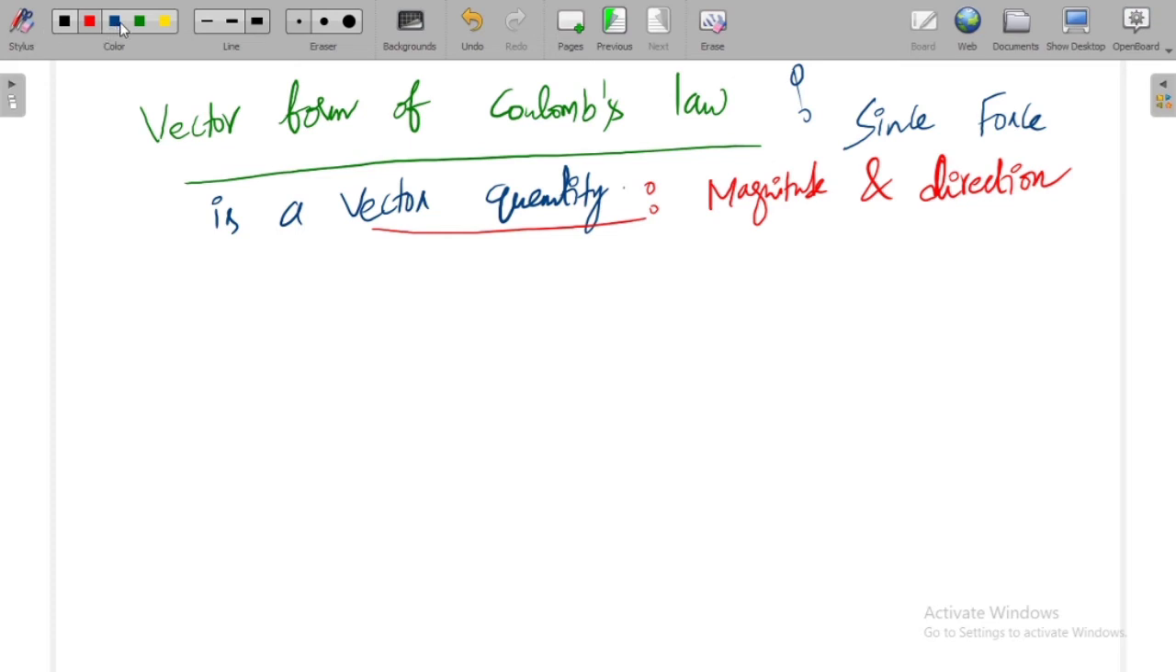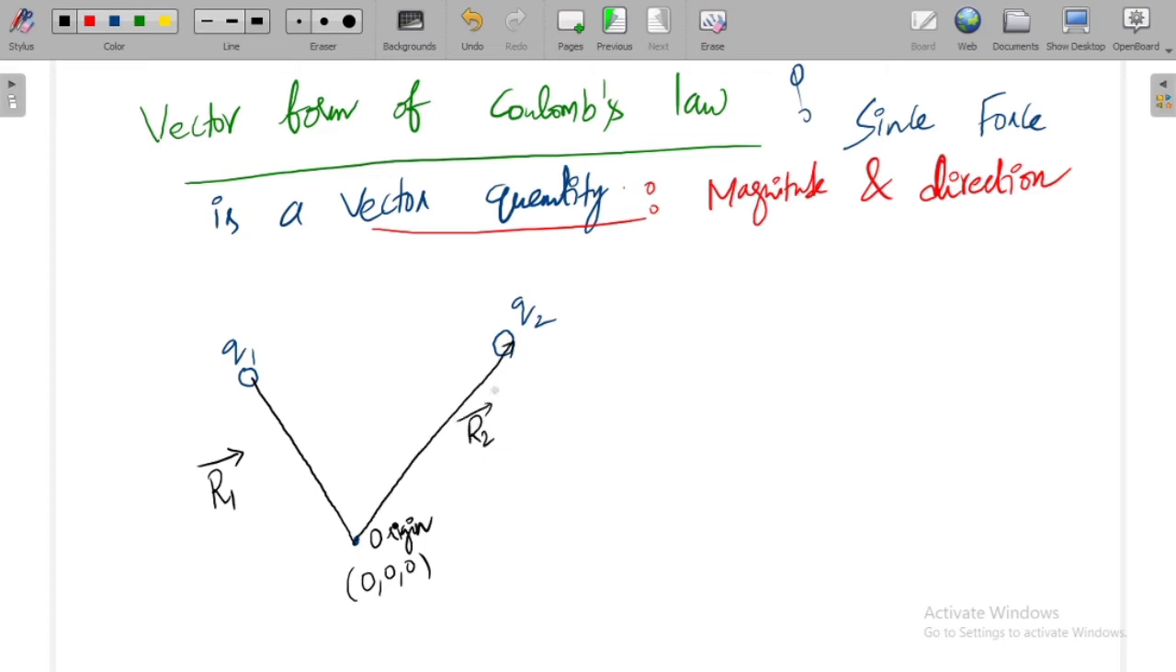So before going to the vector form, let us make some assumptions. I have a charge Q1 here and another charge Q2 here, and I have an origin here. In free space, I have two charges Q1 and Q2, which are at some distance from the origin. Let us assume the charge Q1 is at a position vector R1 bar, which gives the position of Q1 with respect to the origin. Now I am taking another vector, R2 bar, another position vector which gives us the position of Q2.